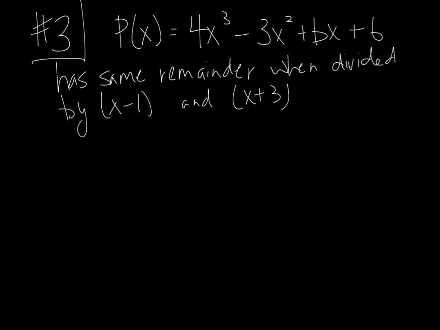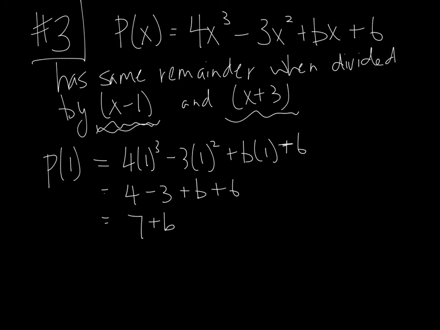In question 3, we have a polynomial function, 4x cubed minus 3x squared plus bx plus 6, and we need to find b. We know that when this function is divided by x minus 1 and when it's divided by x plus 3, it's going to give the same remainder. The remainder theorem states that if we find p at 1 by substituting 1 in for every x, that will give us the remainder when the polynomial function is divided by x minus 1. I'm going to go ahead and do that. So the remainder when I divide p by x minus 1 is equal to 7 plus b.